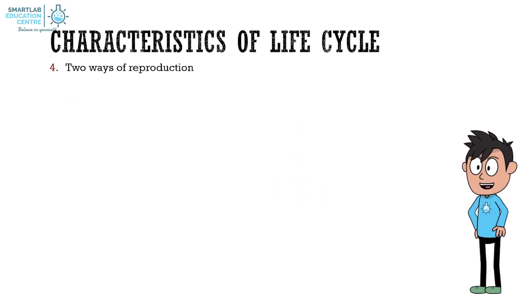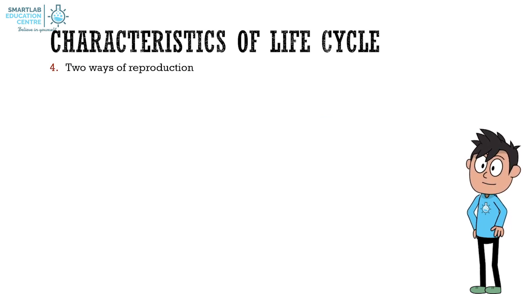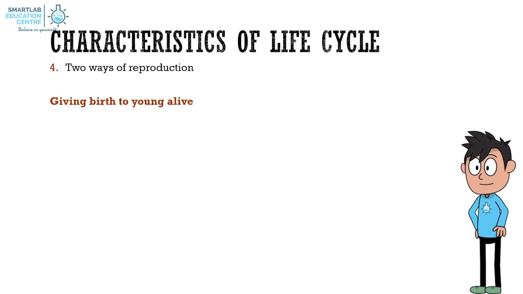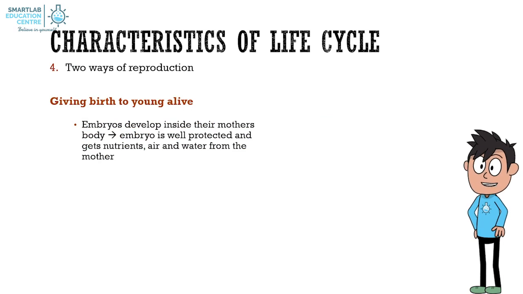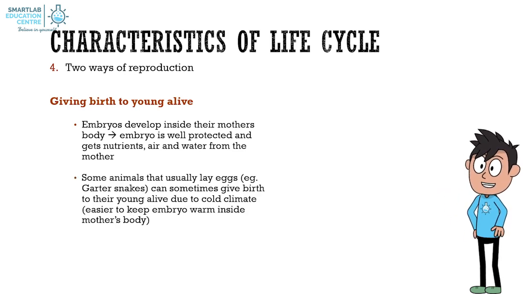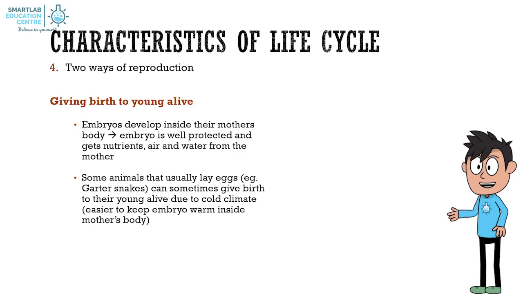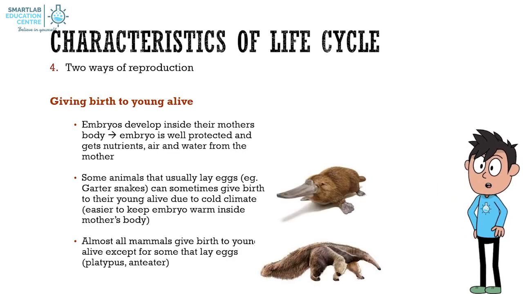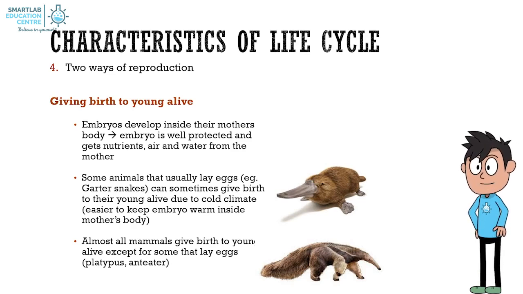There are two ways of reproduction: giving birth to young alive or laying eggs. Giving birth to young alive: embryos develop inside their mother's body instead of an egg, hence the embryo is well protected and gets nutrients, air, and water from the mother. Some animals that usually lay eggs, for example garter snakes, can sometimes give birth to their young alive due to cold climate, as it is easier to keep the embryo warm inside the mother's body. Almost all mammals give birth to young alive, except for some that lay eggs, for example the platypus and anteater.